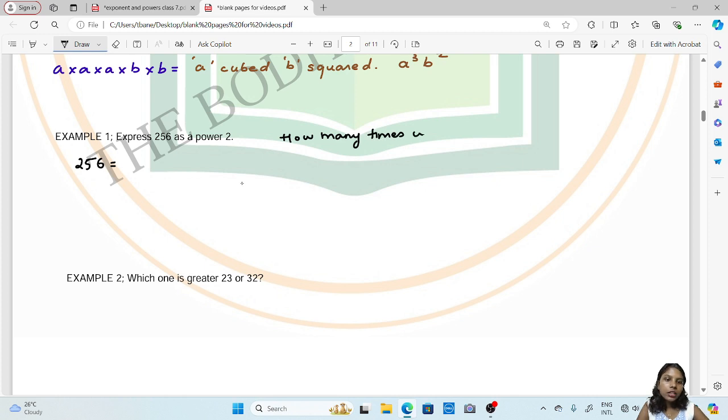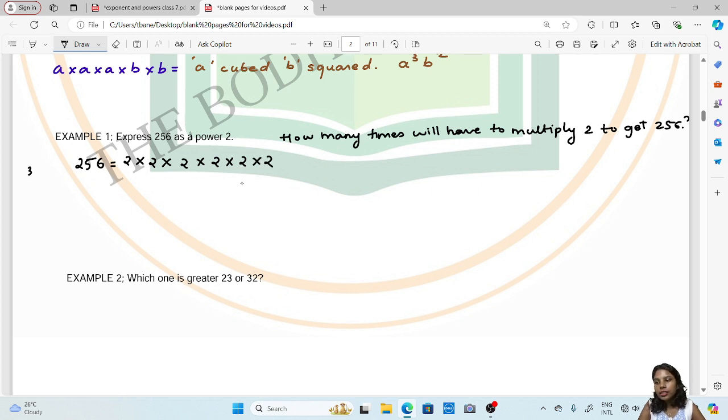How many times will we have to multiply 2 to get 256? Okay, so here we'll start with 2. So 2 into 2 is 4. Then 4 into 2 is 8. 8 into 2 is 16. 16 into 2 is 32. So then 32 into 2 will be what? Let's see here, 32 into 2. So 3, 2, 4. So 64.